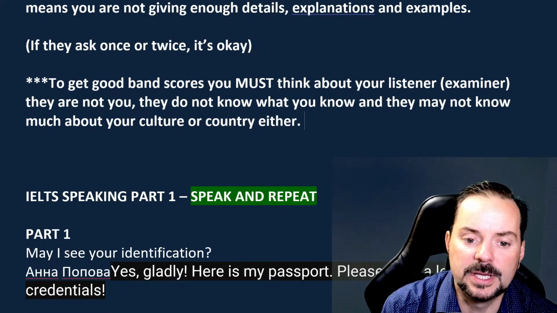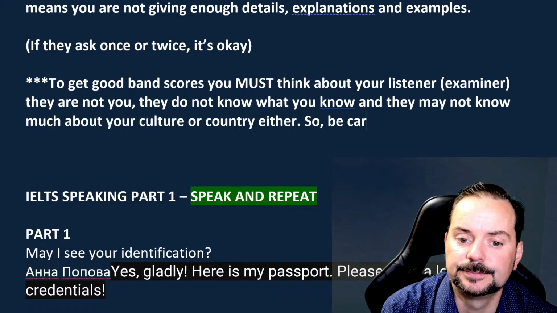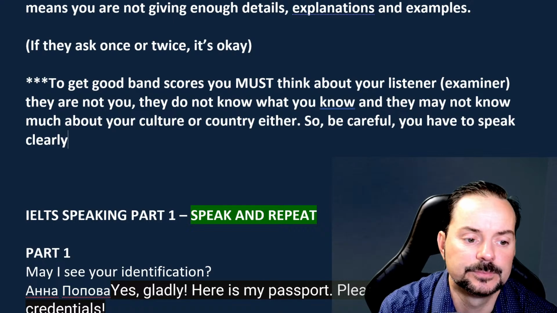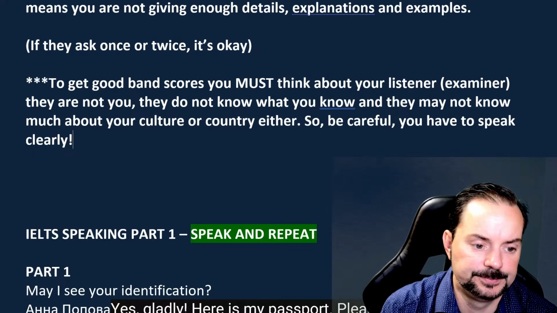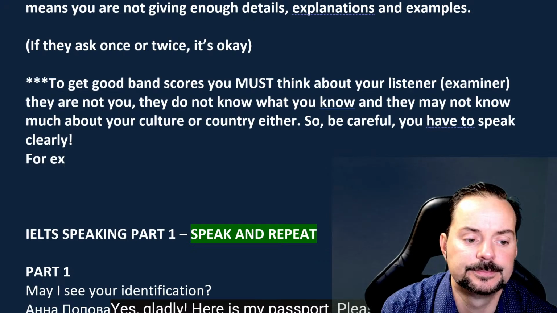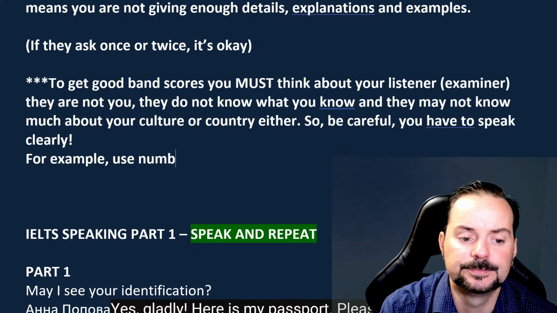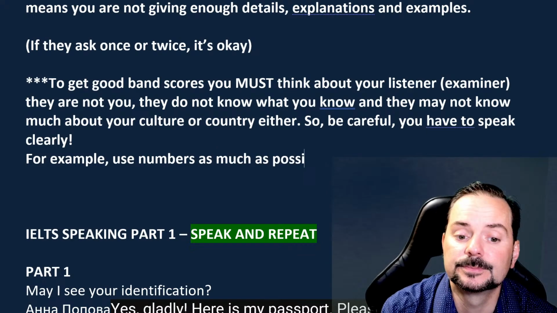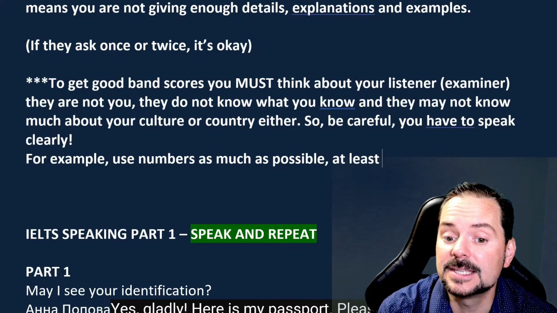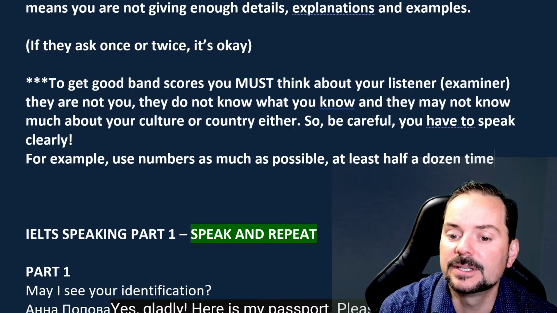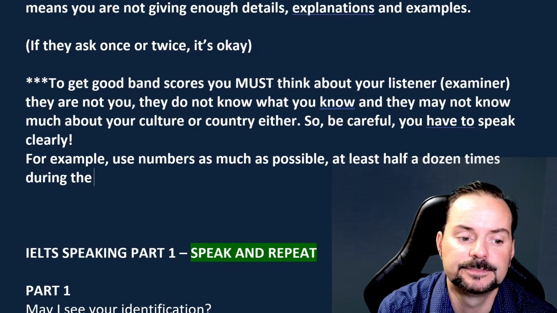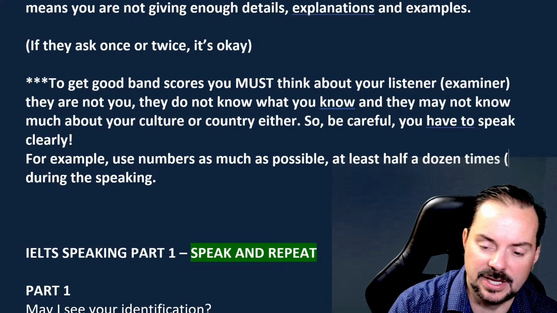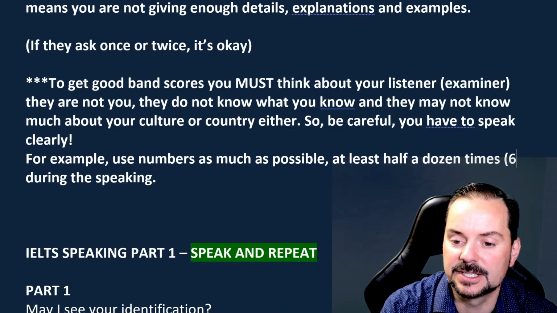Okay, so be careful. You have to speak clearly. Okay, for example, use numbers as much as possible. At least half a dozen times during the speaking. So at least half a dozen times means 6. Okay, a dozen is 12, half a dozen is 6.